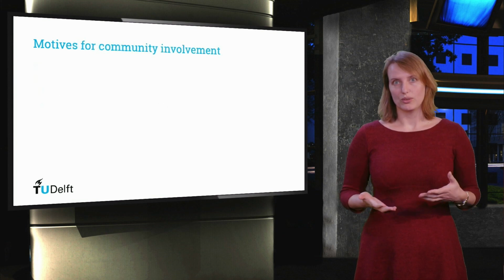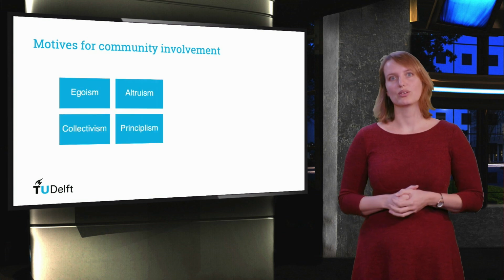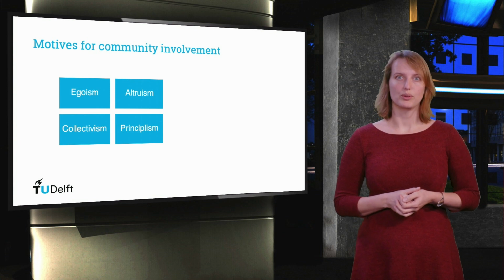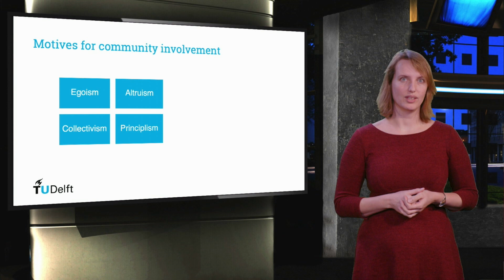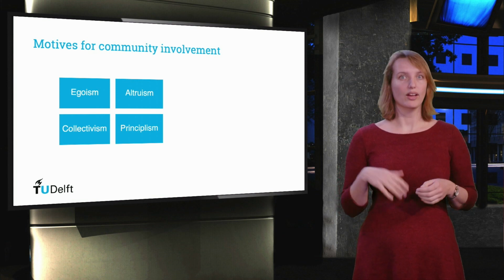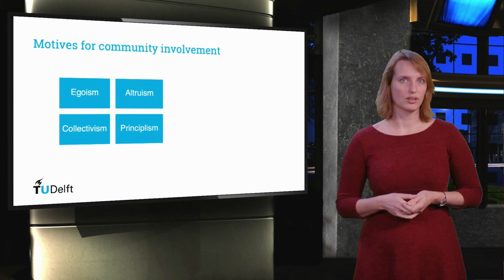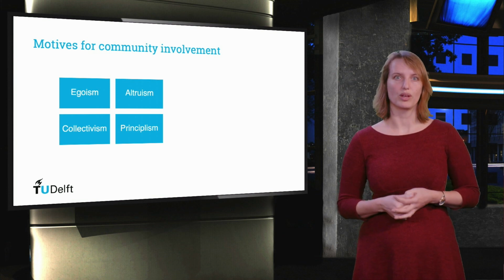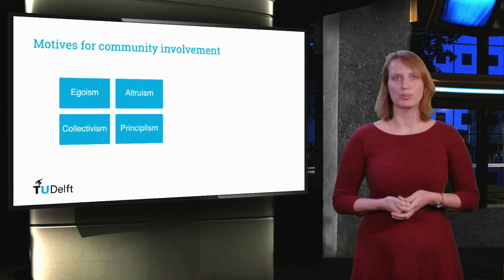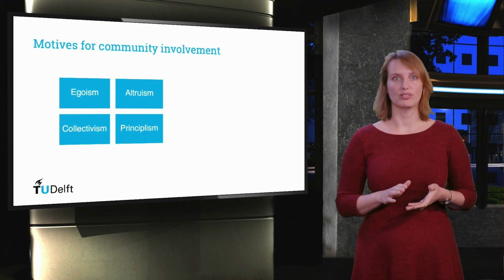There are different theories of what is behind these motivations. Let's learn from that. One of those theories, from Batson et al., identifies 4 categories of motives for community involvement in general. Egoism refers to motives that pertain to one's welfare. Altruism refers to motives related to increasing the welfare of others. Collectivism refers to increasing the welfare of a group. And principalism includes motives related to upholding a moral principle, like justice, equality, and caring for the environment.